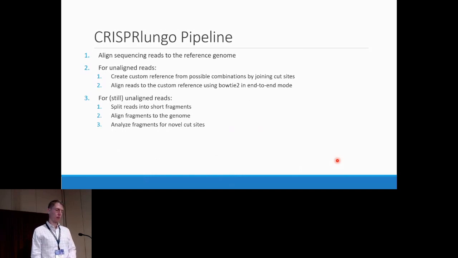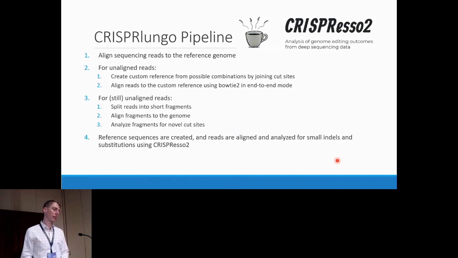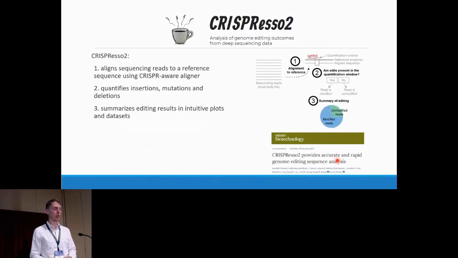After this, we combine our knowledge of known cut sites as well as novel cut sites, and we can create reference sequences based on these. We can align reads to these reference sequences and analyze them for small insertions and deletions using our tool CRISPResso, which we've previously published. Basically, it aligns sequencing reads to each reference sequence using a CRISPR-aware aligner. Because we know where the CRISPR-Cas9 activity happens in a very small window, we can incentivize alignments where insertions and deletions are aligned to that particular location. The second step is that it quantifies insertions, mutations, and deletions, and the third step is that it summarizes the editing results in intuitive plots and data sets.